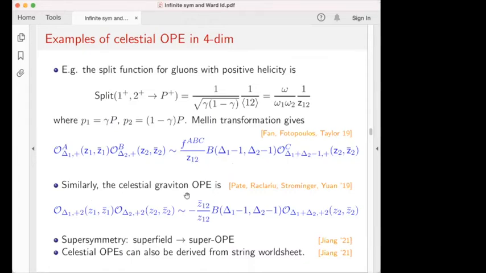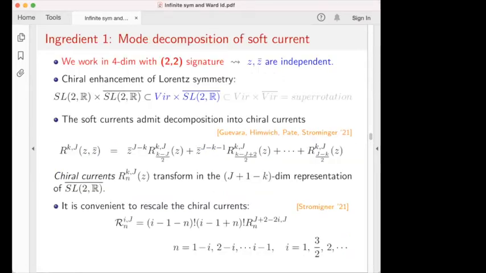We can do similar things for the graviton and obtain the celestial graviton OPE. This plus 2 means it's a positive helicity graviton. We put two together, then on the right hand side, we have this kind of positive helicity graviton operator. So far, this celestial operator product expansion is obtained from the collinear factorization of the scattering amplitude, but it can also be obtained from the string worldsheet. But I'm not going to talk about it here.